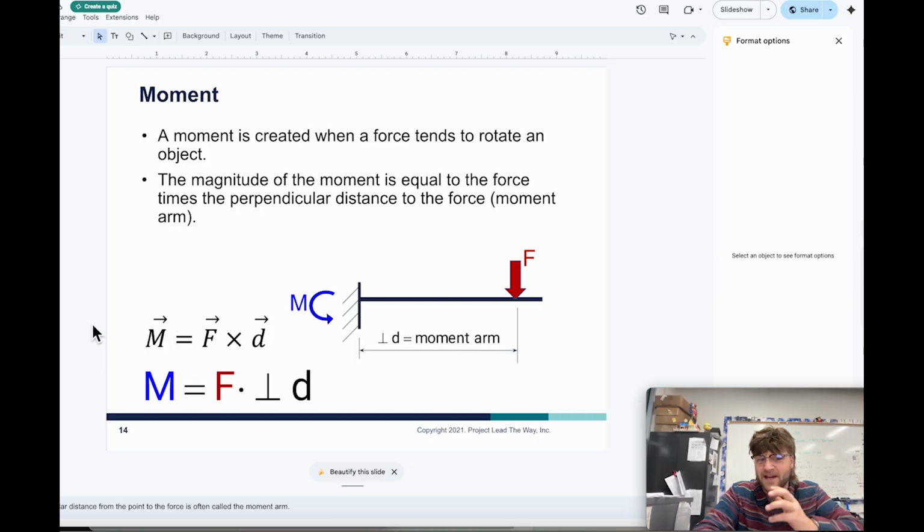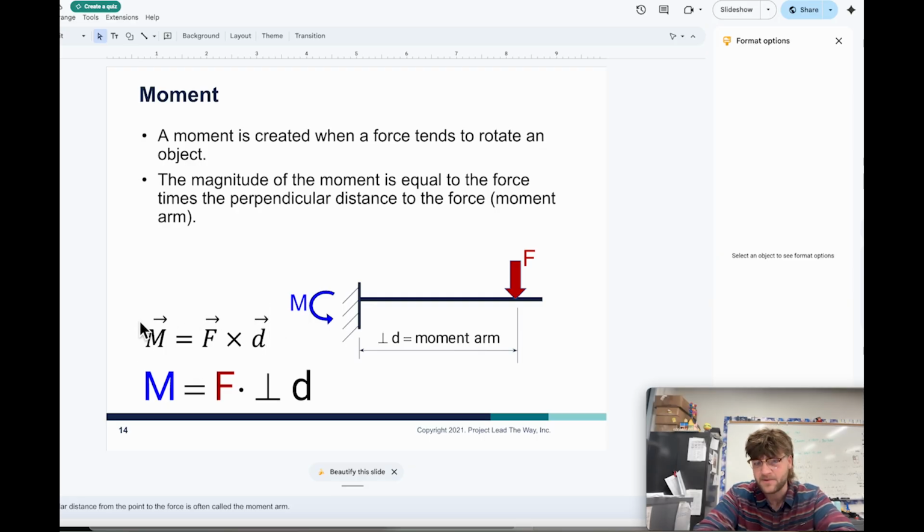Now, whenever you go to school to become an engineer, you'll end up using this formal equation here, where you're going to have a vector of the moment, and that's going to be equal to the force as a vector multiplied by that distance as a vector.